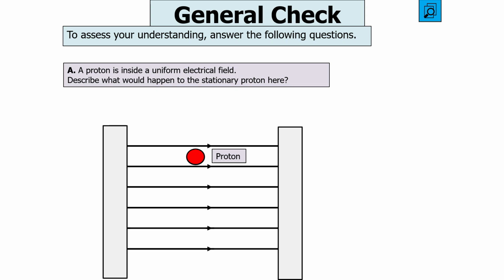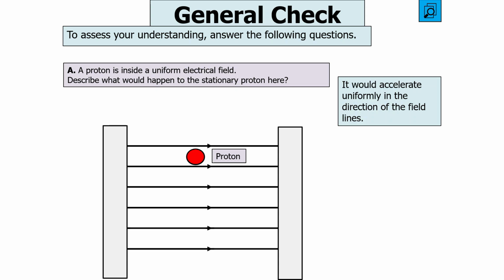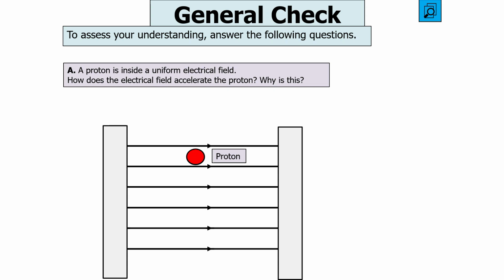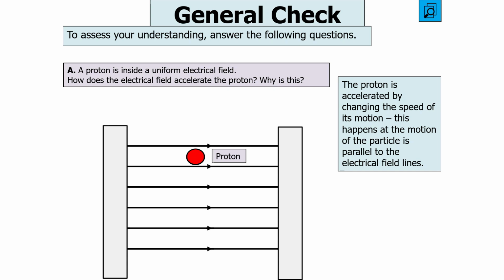A proton is inside a uniform electrical field. Describe what will happen to the stationary proton here. It would accelerate uniformly in the direction of the field lines. How does the electrical field accelerate the proton? The proton is accelerated by changing the speed of its motion. This happens as the motion of the particle is parallel to the electrical field lines.